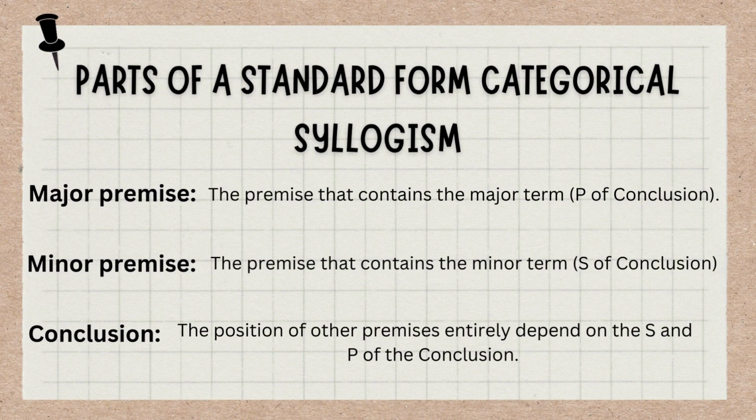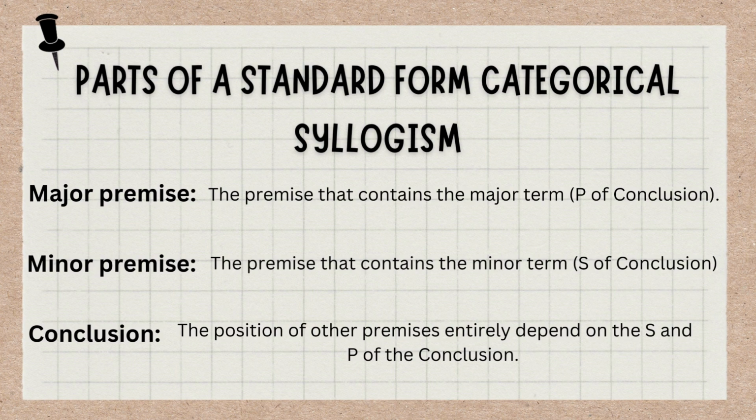Parts of a standard form categorical syllogism. We have three parts. One is the major premise, another is the minor premise, and another is the conclusion. So what is the major premise? The premise that contains the major term, that means the predicate of the conclusion, is the major premise.